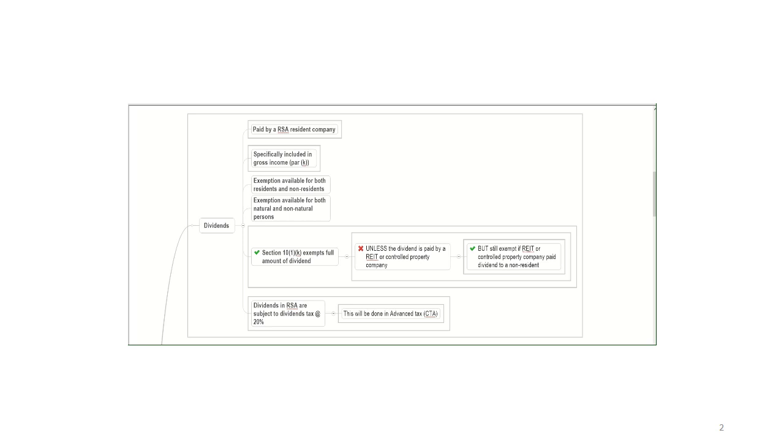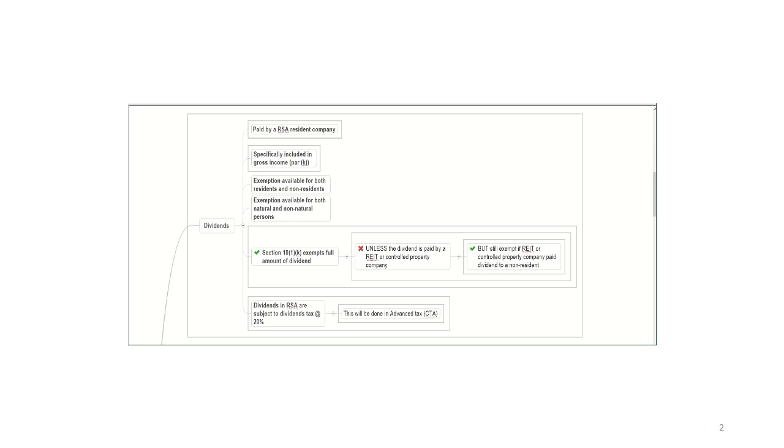The first one says the dividend will not be exempt if it is paid by a real estate investment trust or a controlled property company. Now, a real estate investment trust is an entity that is usually listed on the JSE, and they primarily invest in fixed property. Now, REITs, real estate investment trusts, have got special tax rules that apply to them. So they don't do a taxable income calculation like you would learn how to do it. For example, they've got other rules that apply to them.